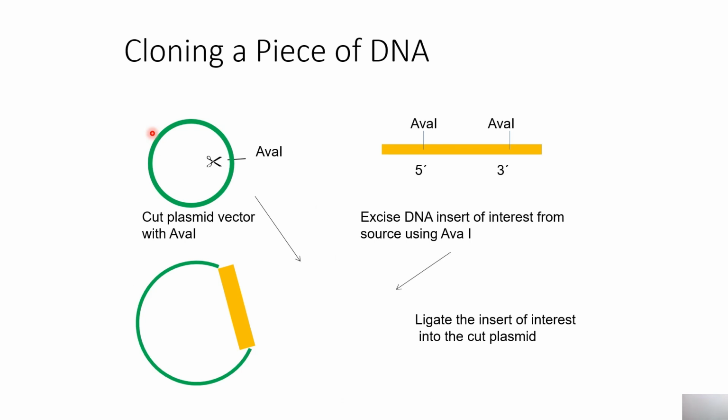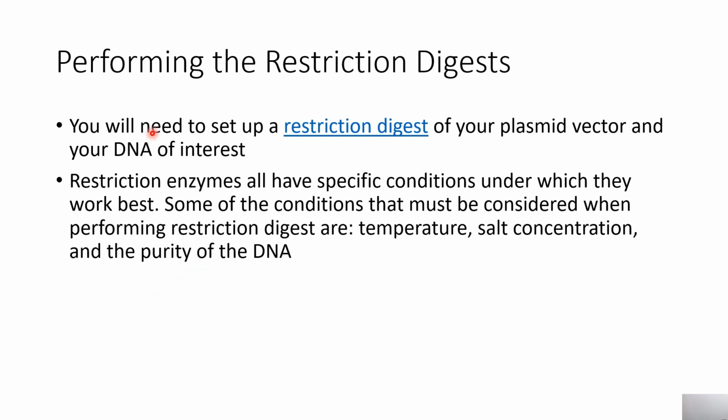This is used for the cloning of a piece of DNA. Now, you have to cut the plasmid vector with one endonuclease, and then you have to cut the insert DNA from the source using the same endonuclease, and then you can ligate the insert of interest into the cut plasmid. That's how it works. So, for restriction digestion, there are specific conditions under which the enzymes work best. Some of the conditions that must be considered when performing the restriction digest are temperature, salt concentration, and the purity of the DNA. Very important.